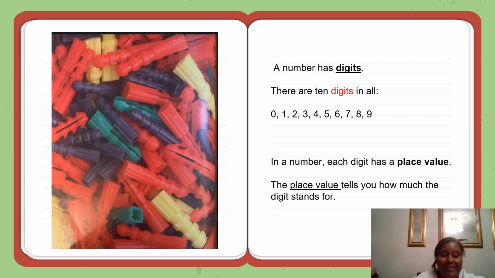A number has digits. There are 10 digits in all. 0, 1, 2, 3, 4, 5, 6, 7, 8, 9. In a number, each digit has a place value. The place value tells you how much the digit stands for. In this book, you will learn about place value. Understanding place value will help you understand numbers in different ways.